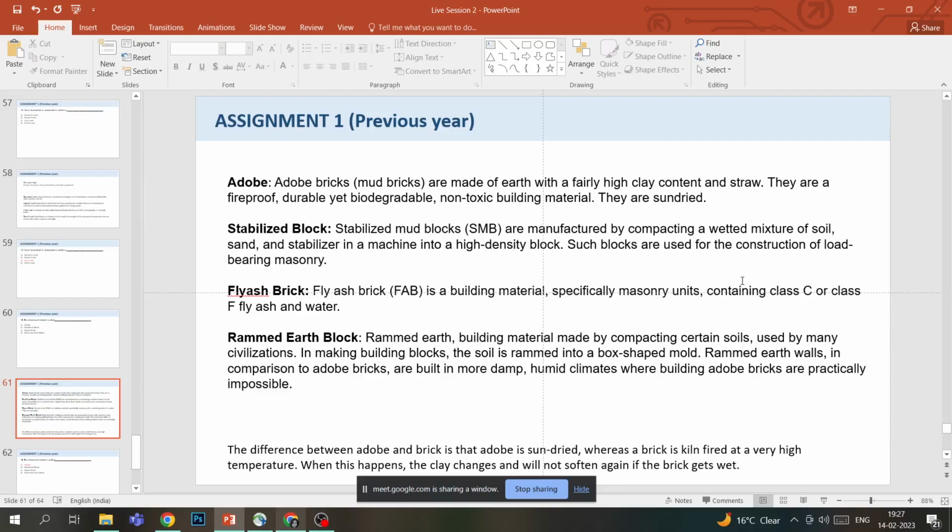Stabilized blocks are also made of mud. They are called SMB, stabilized mud blocks. They are manufactured by compacting a wetted mixture of soil, sand, and a stabilizer, it's another component, in a machine into a high density block. These blocks are used for the construction of load bearing structures. Fly ash brick.